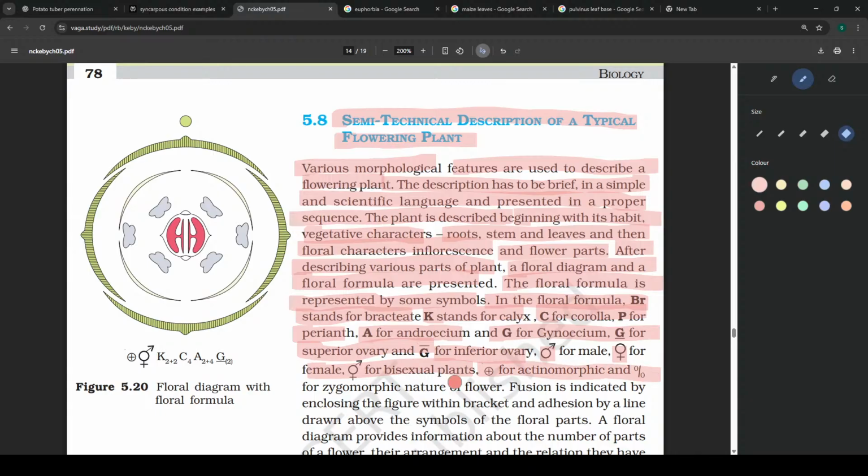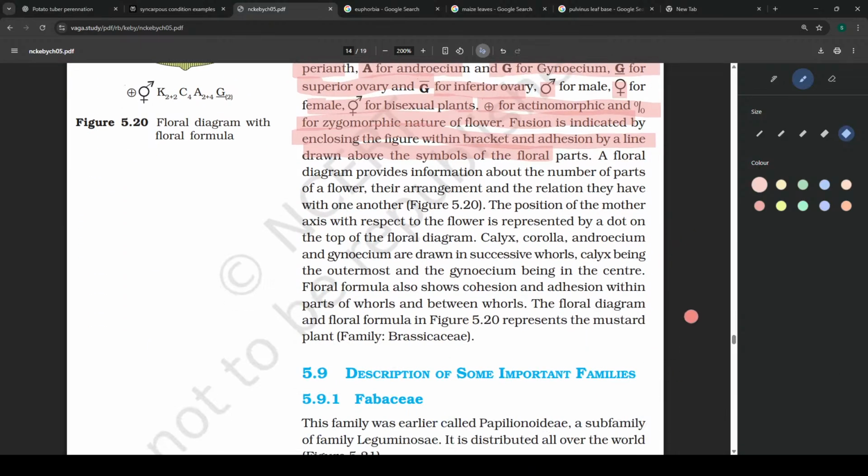Actinomorphic, zygomorphic. Fusion is indicated by enclosing the figure with a bracket, and adhesion by a line drawn above the symbols of the floral parts. If there is a fusion, like in gamopetalous or gamosepalous condition, there will be a bracket.